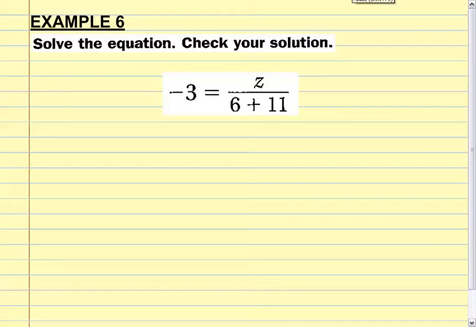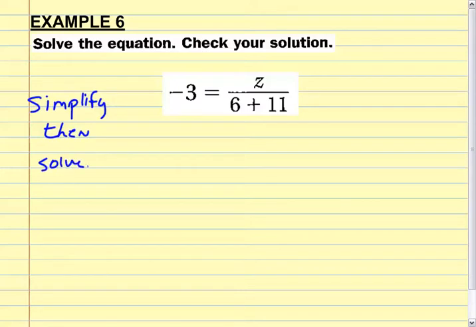Okay, folks, solve the equation, check your solution. Hey, Gray, would you remind me of that rule? Simplify and solve. Simplify, then solve, right? Okay, so Lou, oh, that's not simplify, that's simply. That's simply, not simply simplify. Simplify, then solve. Okay, that's my rule again.